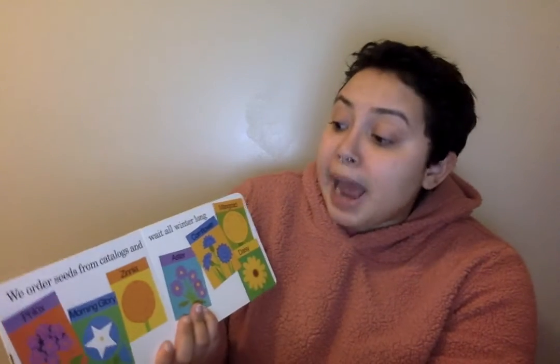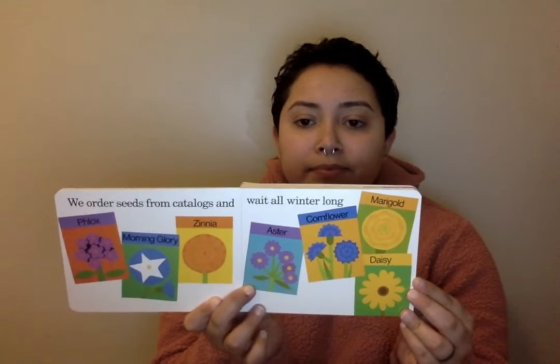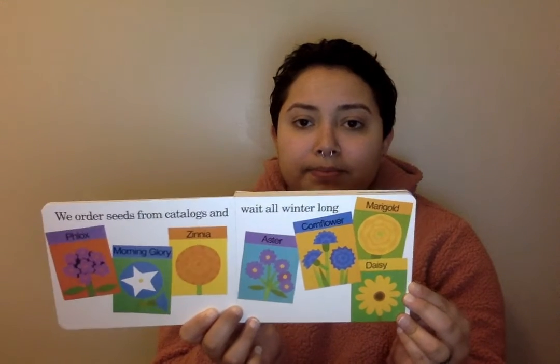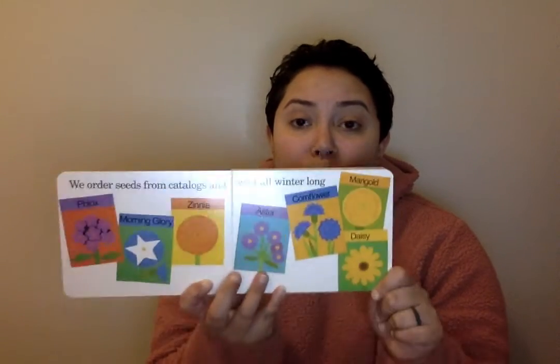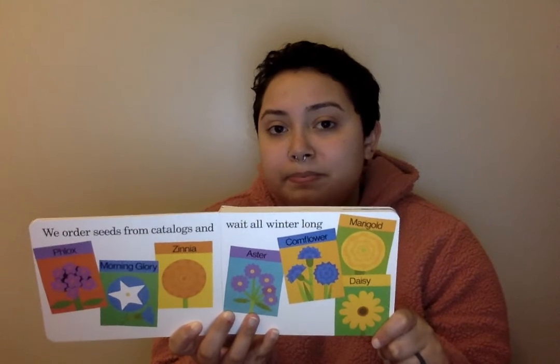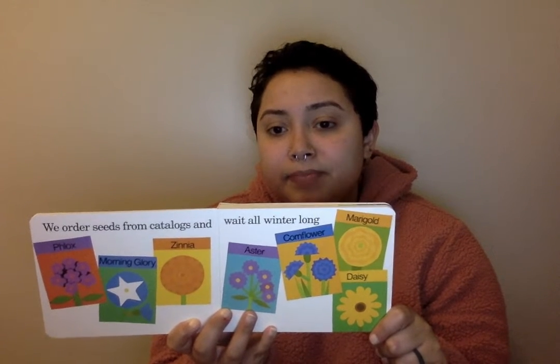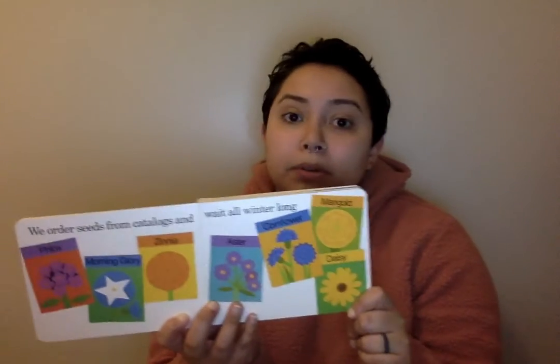We order seeds from catalogs and wait all winter long. Here's a flax, a morning glory, a zinnia, an aster, a cornflower, a marigold, a daisy. What do you notice about these flowers? Yeah, all of the flowers are different shapes, and we see so many colors. What colors do you see on the packages? If you said orange or blue or purple or anything else on these pages, you're right. For spring, to warm the soil and sprout the bulbs.